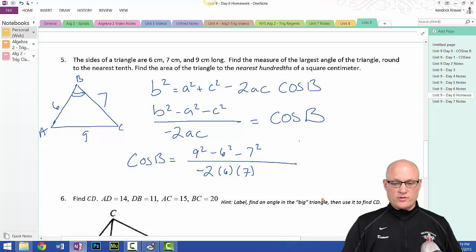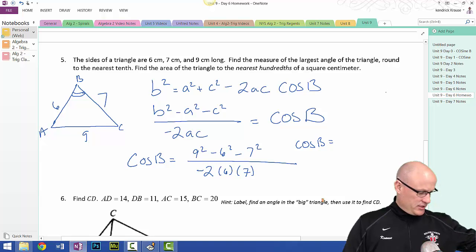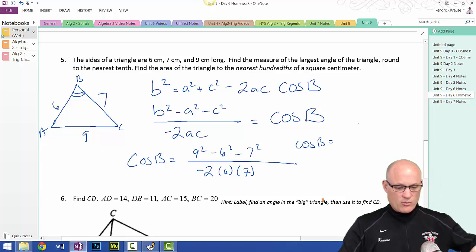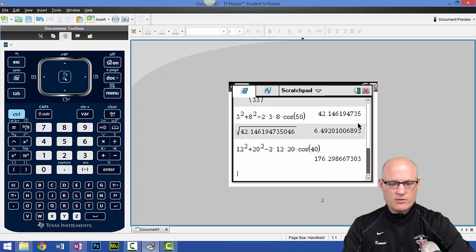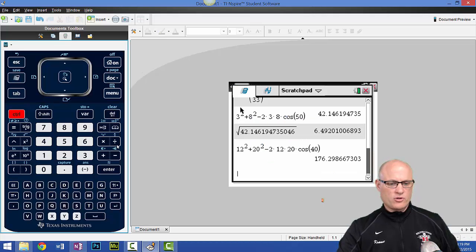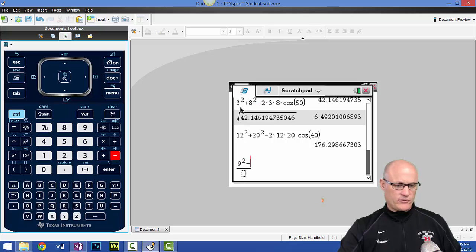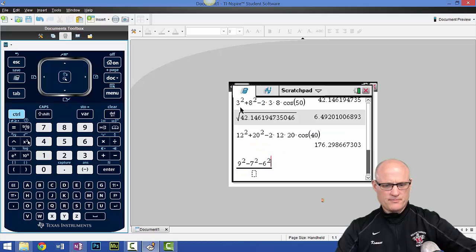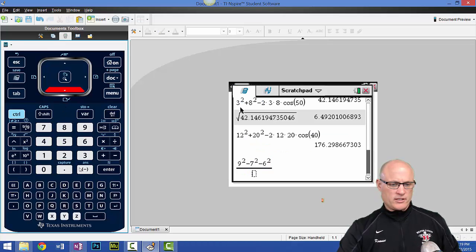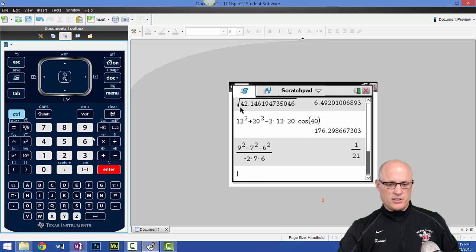And I get cosine of B. If I put it in my calculator, I got 1 over 21. That sounds funky, so let's look at it. I want to show you how to do this anyway, so we're going to do control division. 9 squared minus 7 squared minus 6 squared. Did I use the right numbers? Yep. All over negative 2 times 7 times 6. Enter. Oh, 1 over 21.